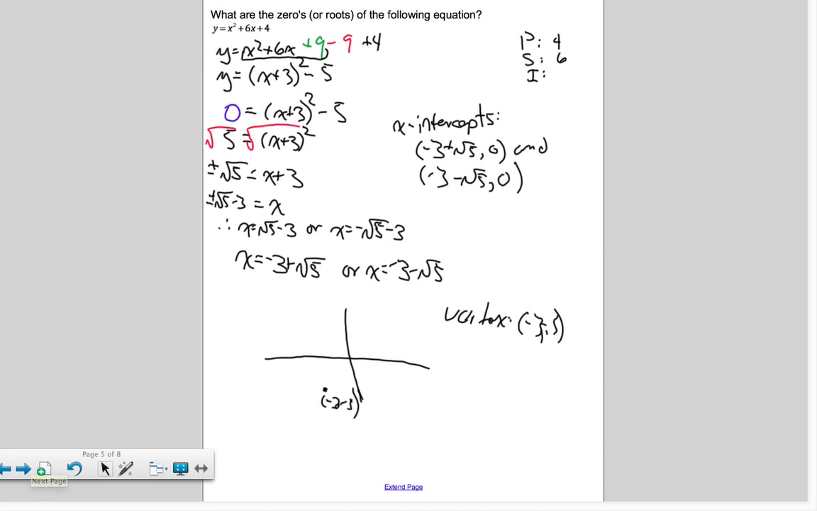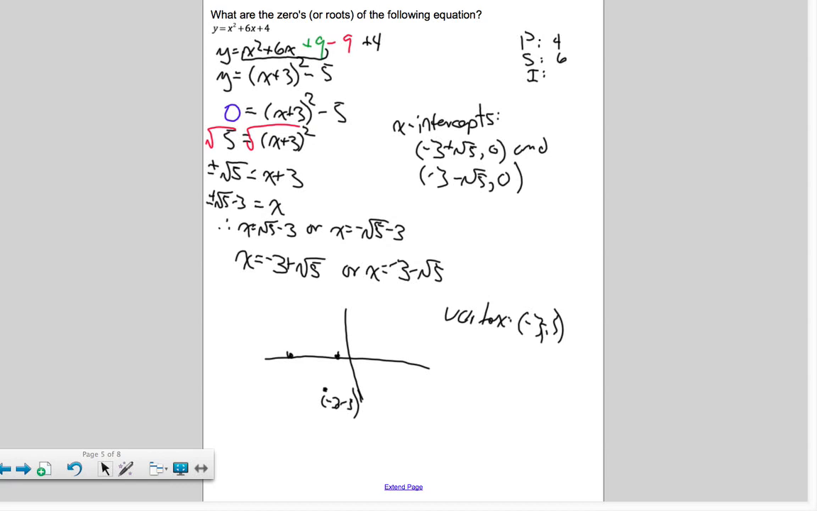Negative something. Well, what's the square root of 5? 2.236067977. Negative 0.76. Is it still negative? Are both answers still negative? Yes, because the square root of 5 is less than 3, right? So it's still negative.